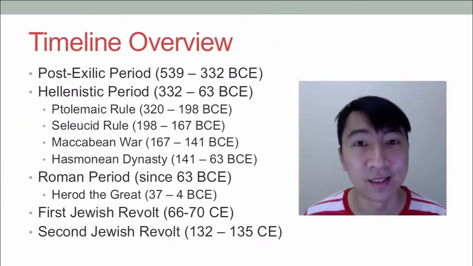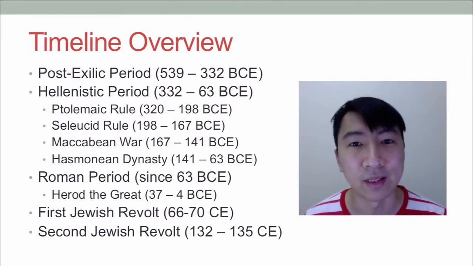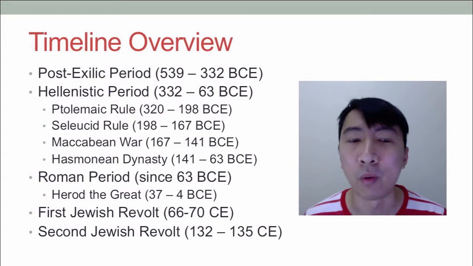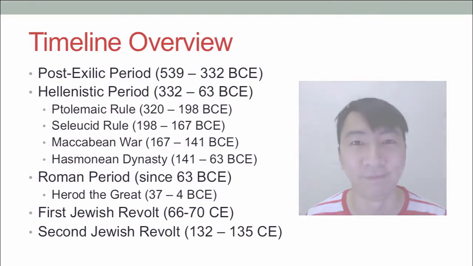I have divided the timeline into 5 major sections. As you can see on the slide, we have the post-exilic section, then followed by the Hellenistic period, and then the Roman period, and end with 2 Jewish revolts. So sit back and enjoy the time travel.